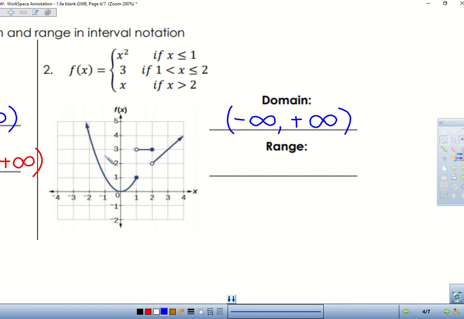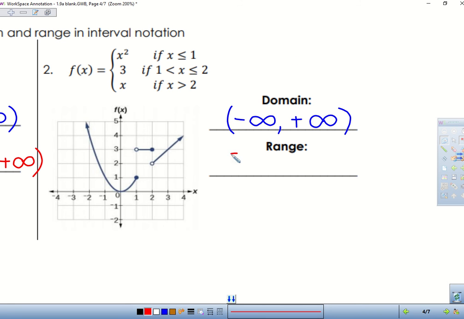Now note here that we're going to look for any domain gaps that occur here, but as you can see, every time that we stop at an x, the other one picks up where the other one left off, which still makes it go from negative infinity to positive infinity. Now we're going to look at the range. What's the lowest y value this function will ever take?